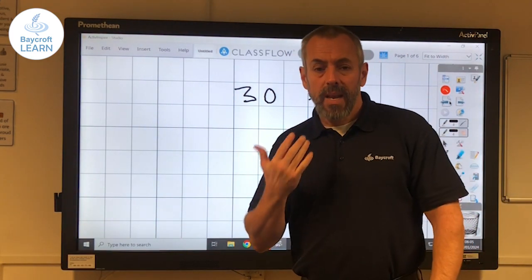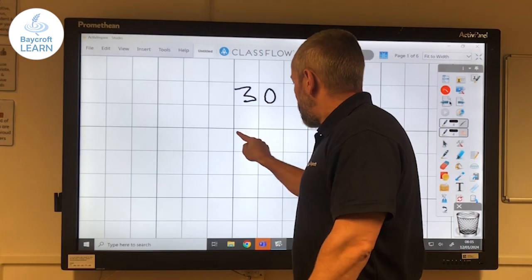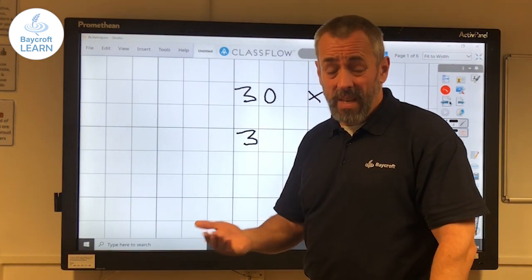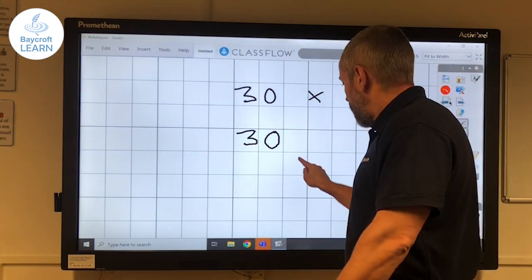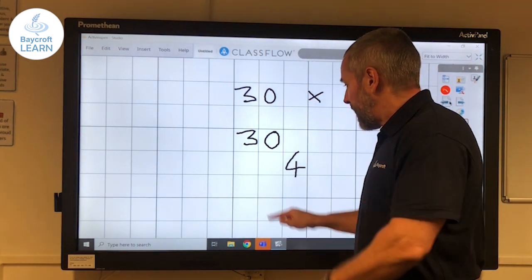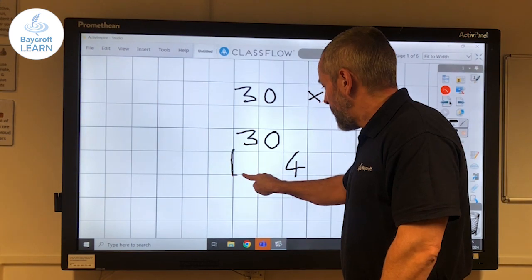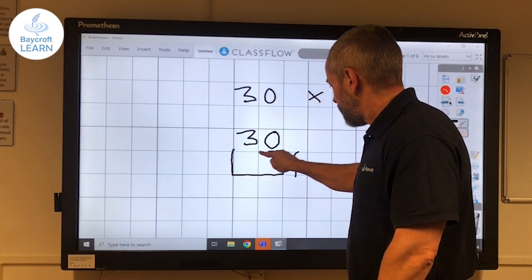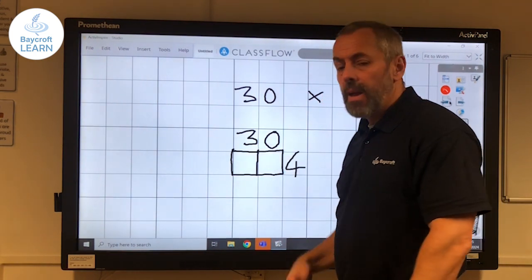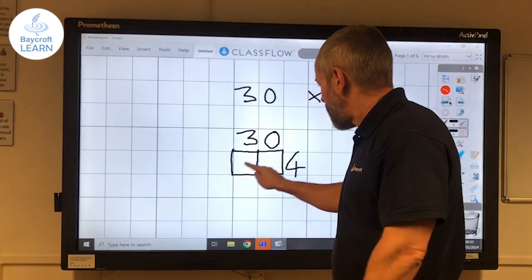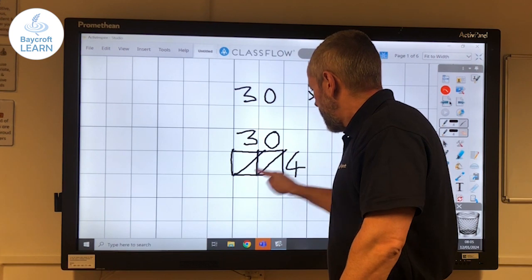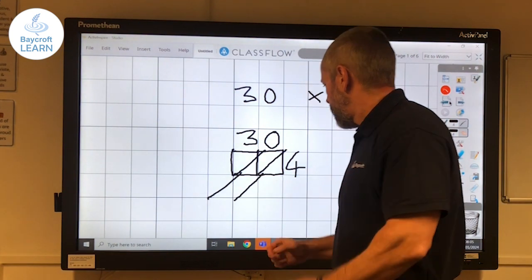We are using the lattice method. The first and probably trickiest part of this is laying it out correctly. So we put 30 along the top, and we're going to put 4 down the side, and then we create our box like this. Then we put in our lattice. Remember, lattice basically is like a zigzag. Think of the lattice on a pie. So we put in our cross lines like that.